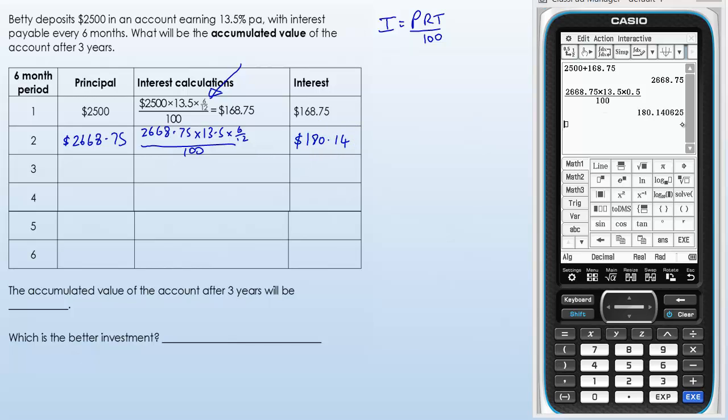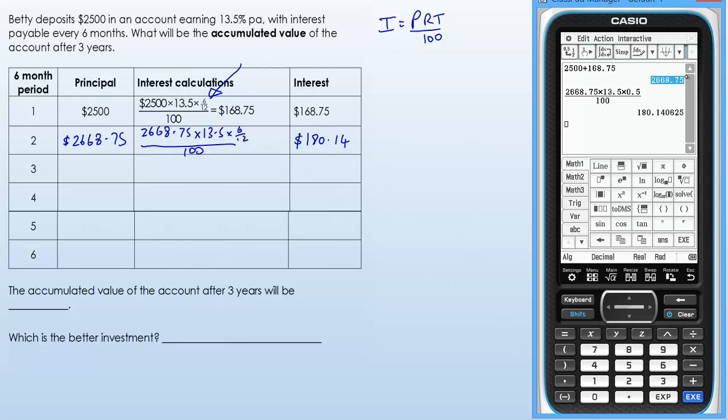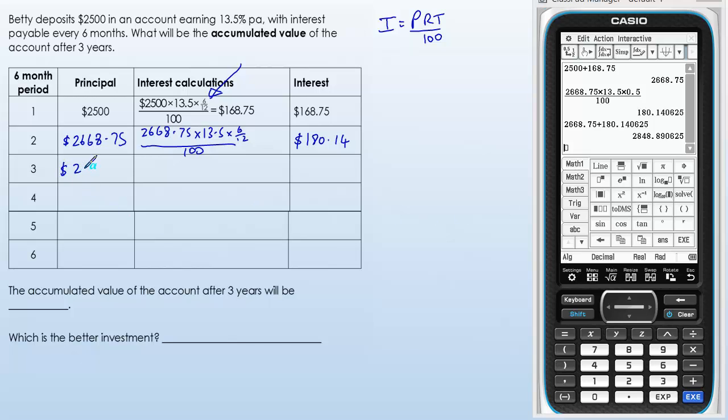Now I'm going to use the whole number on the calculator display for subsequent calculations rather than my rounded figure. So our next principal is going to be that added to that. So that's going to be $2,848.89. Again, I'm going to use the whole figure when I do the next calculation.